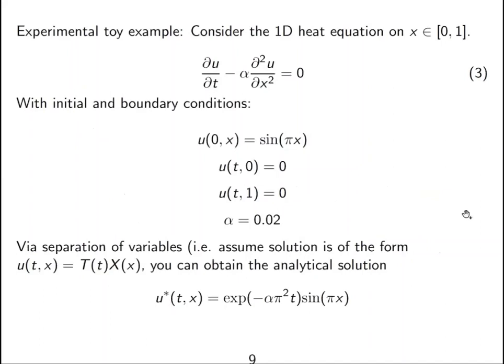So here's an experimental toy example. Consider the one dimensional heat equation on x on the unit interval, with these boundary conditions, namely u equals sine pi x here. You can show via the separation of variables that this can be analytically solved. So this is just a toy example where we can verify the solution easily and see how our algorithm performs. The reason this is analytically solvable is because this is exactly equal to the first positional eigenfunction of this problem, and so the solution is basically just the time eigenfunction multiplied by the first spatial eigenfunction.